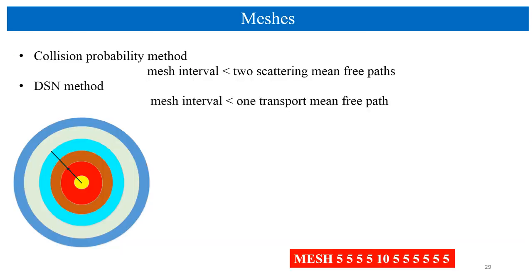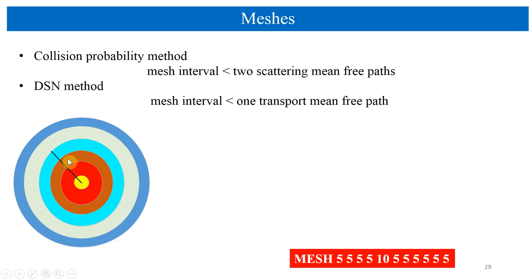Okay, and now when I want to solve WIMS, I want to make segments or meshes for the geometry, and I can also make segments in the energy. I call them energy groups. I don't have to solve the neutron transport equation for 69 groups, as I mentioned before. So I can use meshes to divide the geometry and energy groups to define the energy.